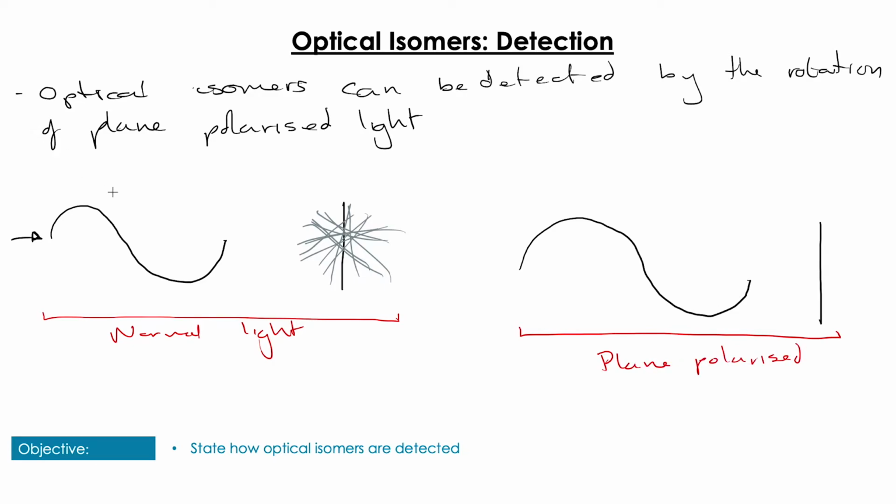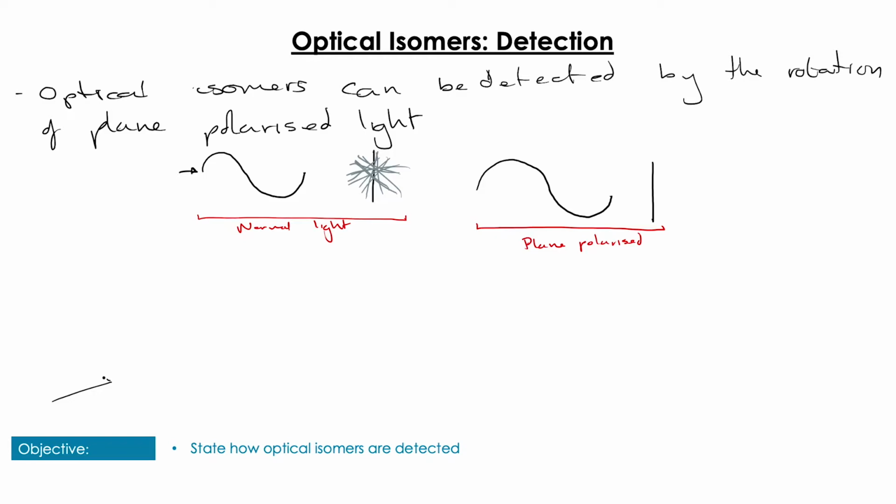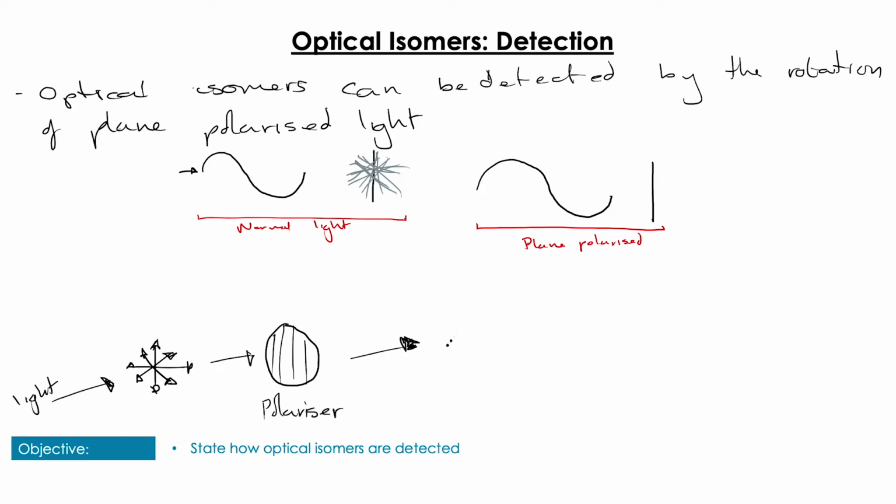So that plane polarized light can help us identify optical isomers. So in an apparatus called a polarimeter, we put normal light in, that goes through the polarizer, this kind of polarizing sheet, and then that plane polarized light is passed through the sample.